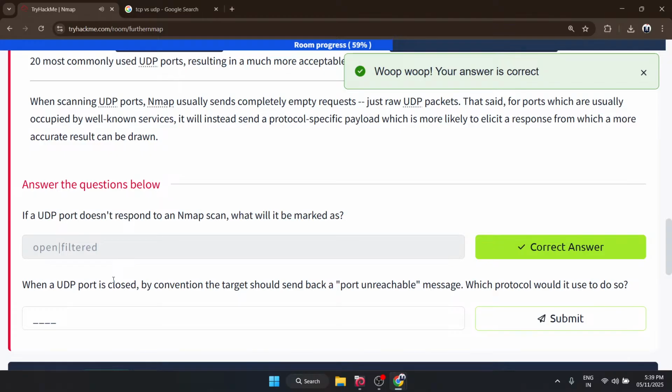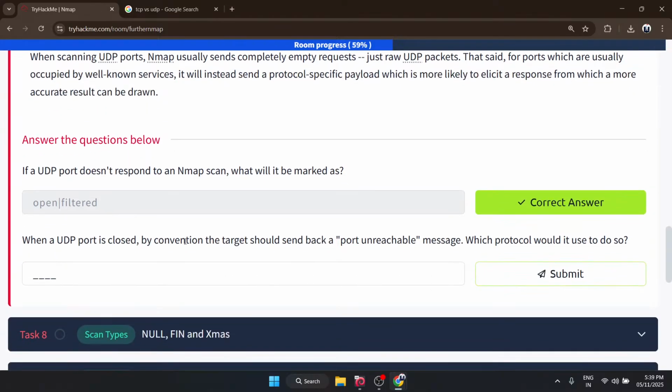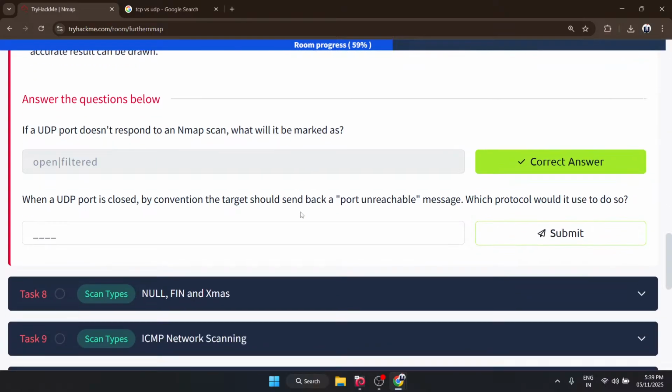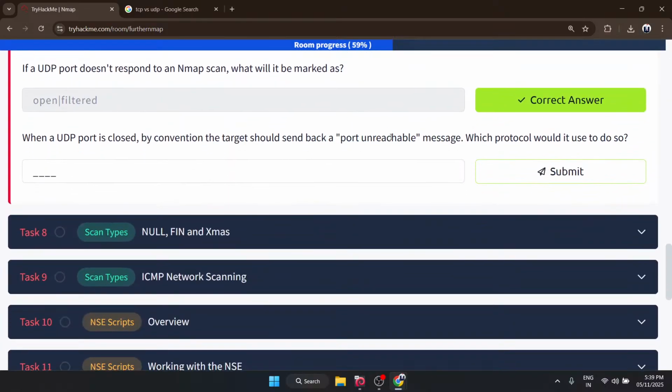So when a UDP port is closed, by convention, the target should send back a port unreachable message. Which protocol is used to do so? Tell me which protocol sends port unreachable. I just told you, it's a ping. What is ping using? Which protocol is used by ping? Yes, you both are correct, Pavani and Louise.